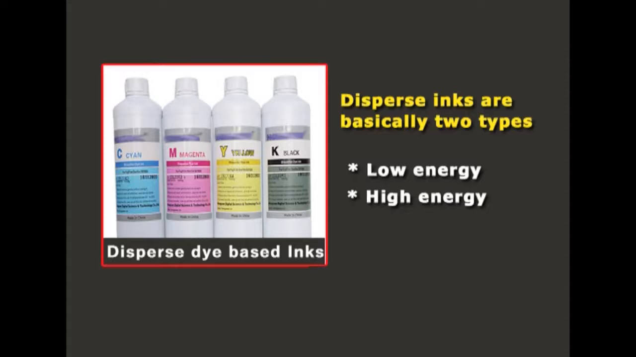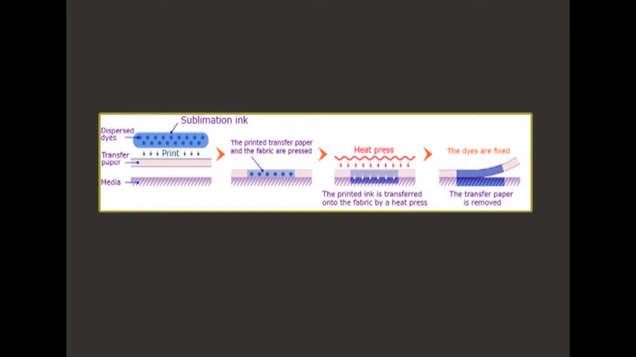Dispersed inks are basically two types, low and high energy inks. Low energy inks have good light fastness and can be printed on paper and transferred to the fabric or can be printed directly on polyester fabric and then heated in an oven or transfer press. High energy inks can be used for outdoor print application due to their excellent light fastness such as lawn furniture, tent displays. The inks are directly printed on fabrics and fixed by dry heat.